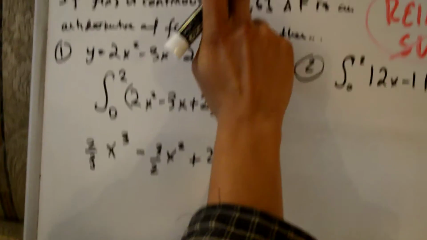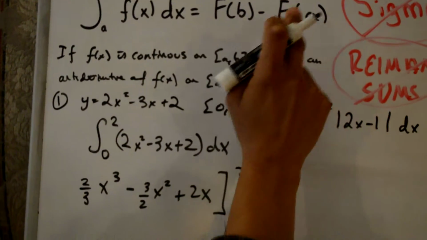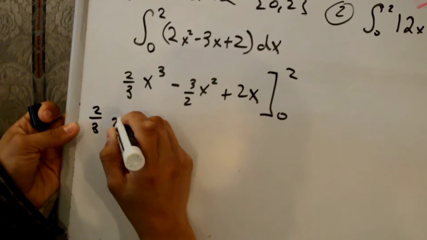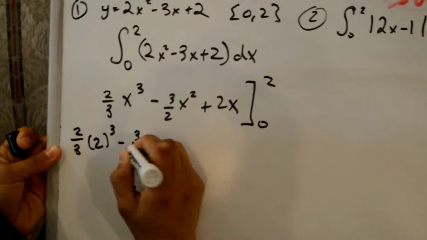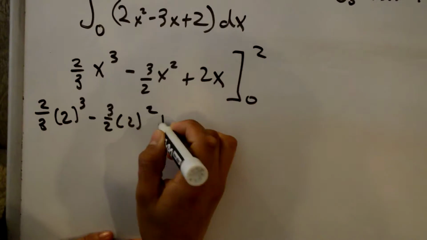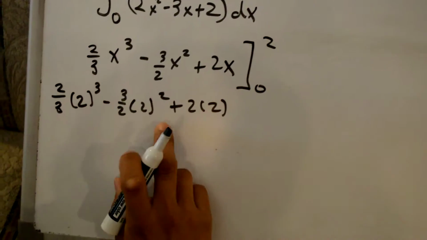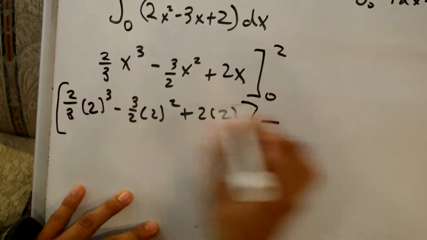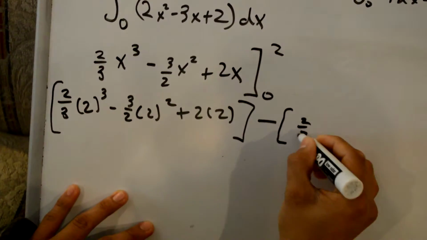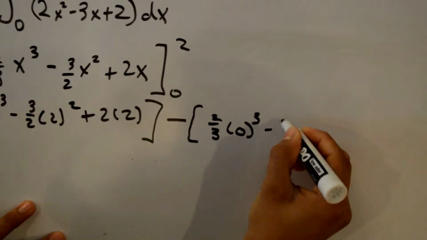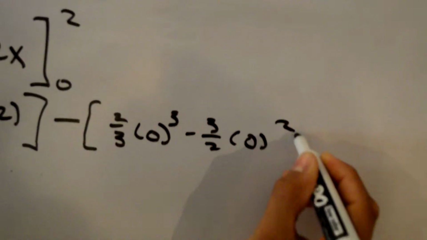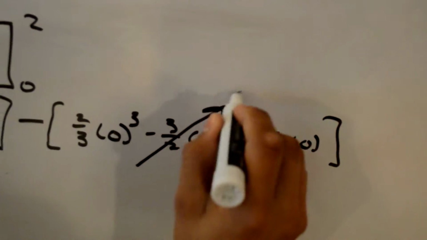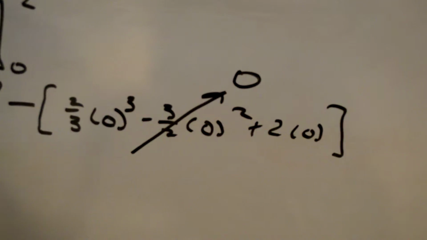So remember, the antiderivative evaluated at b minus the antiderivative evaluated at a. So first I'm just gonna do b. So it's gonna be 2/3 times 2 cubed minus 3/2 times 2 squared plus 2 times 2. All I'm doing is plugging in 2 every time I see an x, right? So that's our antiderivative evaluated at b, minus the antiderivative evaluated at a. So that's 2/3 times 0 cubed minus 3/2 times 0 squared plus 2 times 0. So here we can obviously see all of this reduces to 0, right? So let's just focus on this now.